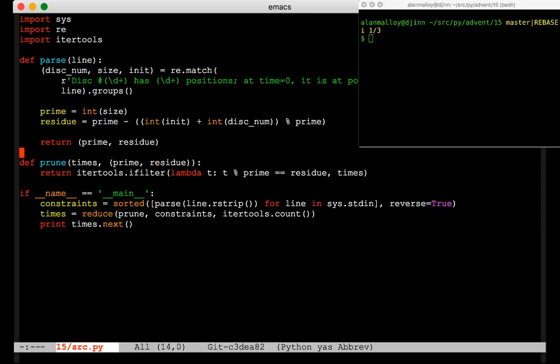And this prune is pretty simple. We just call itertools.ifilter, and it's a lambda of t, because that's the time that we're thinking of dropping the ball. And if t mod prime is equal to the residue that we want, then we keep it, and otherwise we don't. And then we just return that new pruned generator.